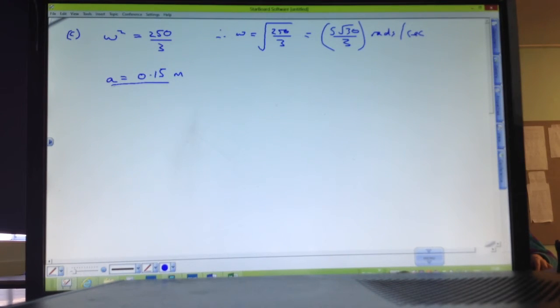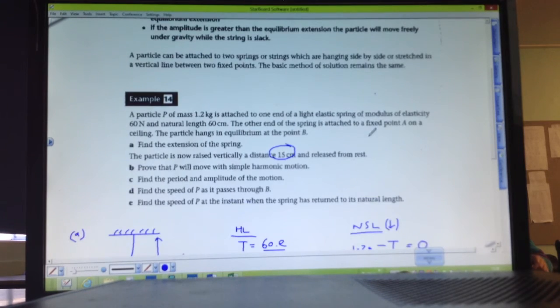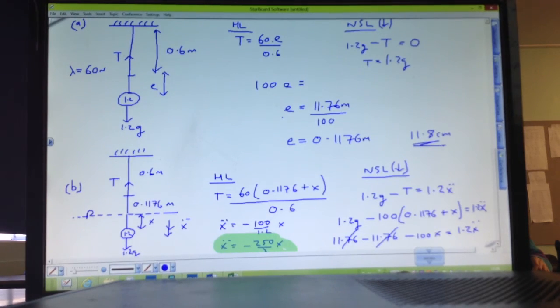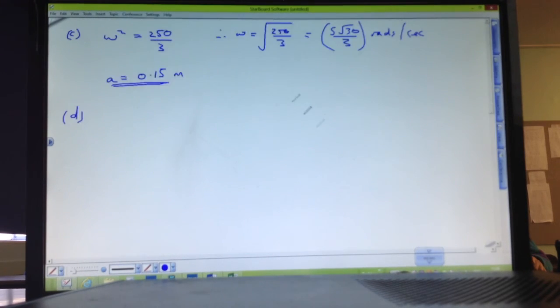They virtually always give you that somewhere hidden in the explanation. D, now going back to D, it says, find the speed of P when it passes through B. Now, look at this. B is when it's in equilibrium. B is the centre of oscillation there. That's B, and that is A. So, if that's the centre of oscillation, what does X equal? Have I not worked out the period? No. Oh, I haven't. Sorry, sorry.